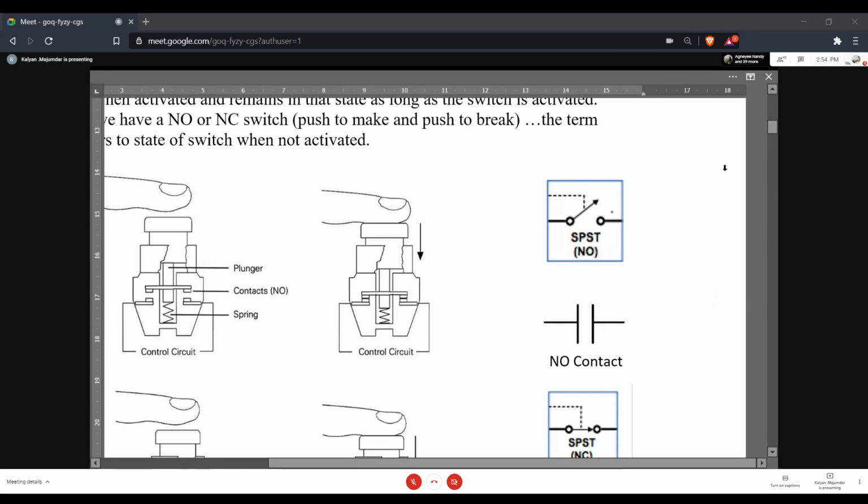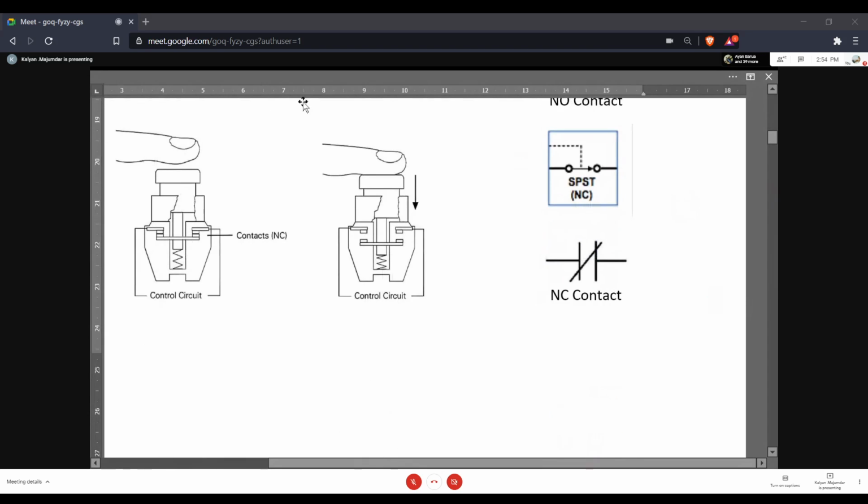And then, look at this. You have not placed your finger, you're not activating it, you're not pushing it, the contact is closed, so the electrical circuit is made. But when you're pushing it, this particular contact breaks, the electrical circuit breaks, shown by the symbol.